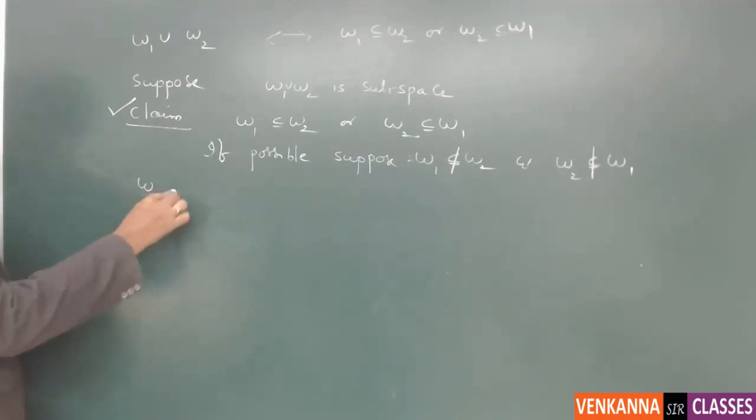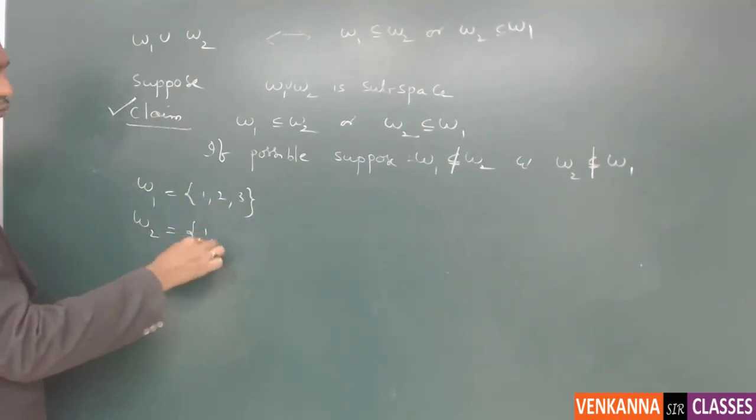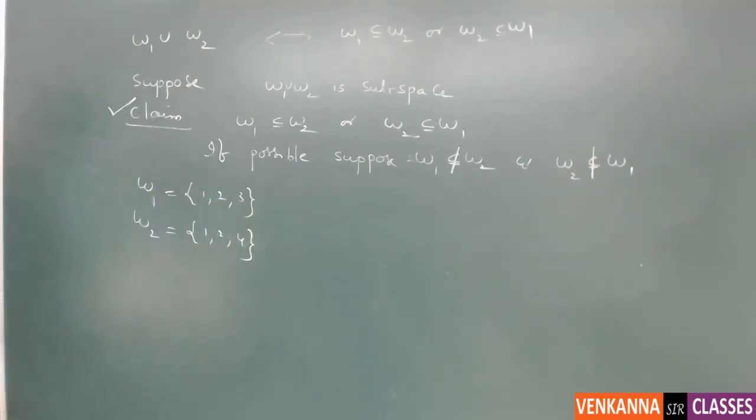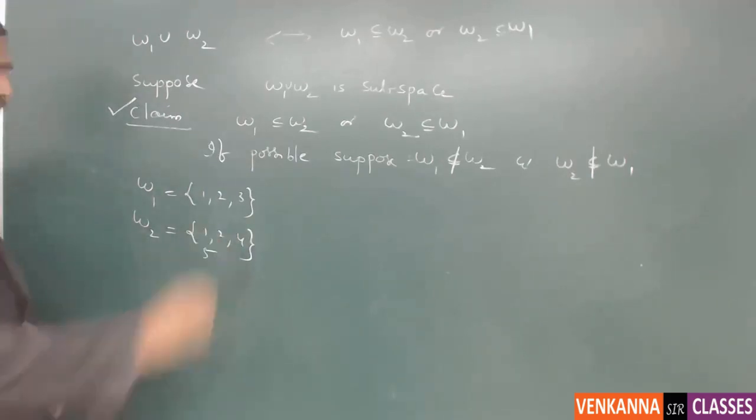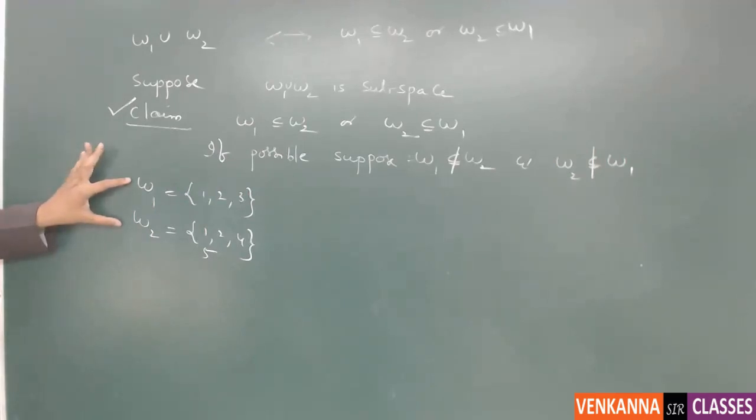Say, W1 is equal to {1, 2, 3}. W2 is equal to {1, 2, 4}. Or you can take 5 also. Now see, from this, can you say that W1 is a subset of W2? Yes or no? Is W2 a subset of W1? Yes or no?